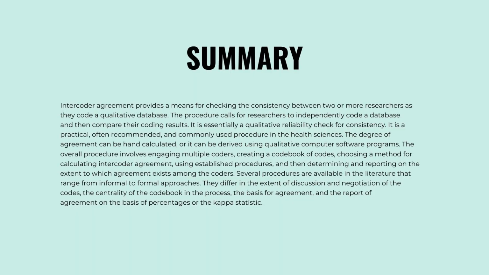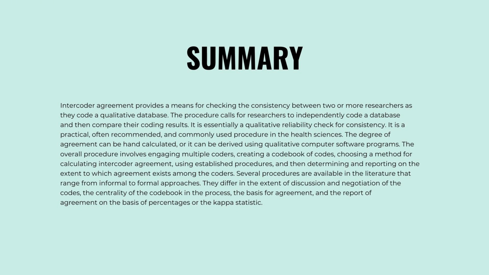To sum up the chapter, intercoder agreement provides a means for checking the consistency between two or more researchers as they code a qualitative database. The procedure calls for researchers to independently code a database and then compare their coding results. It's essentially a qualitative reliability check for consistency. It's a practical, often recommended, and commonly used procedure in the health sciences. The degree of agreement can be hand calculated, or it can be derived using qualitative computer software programs.